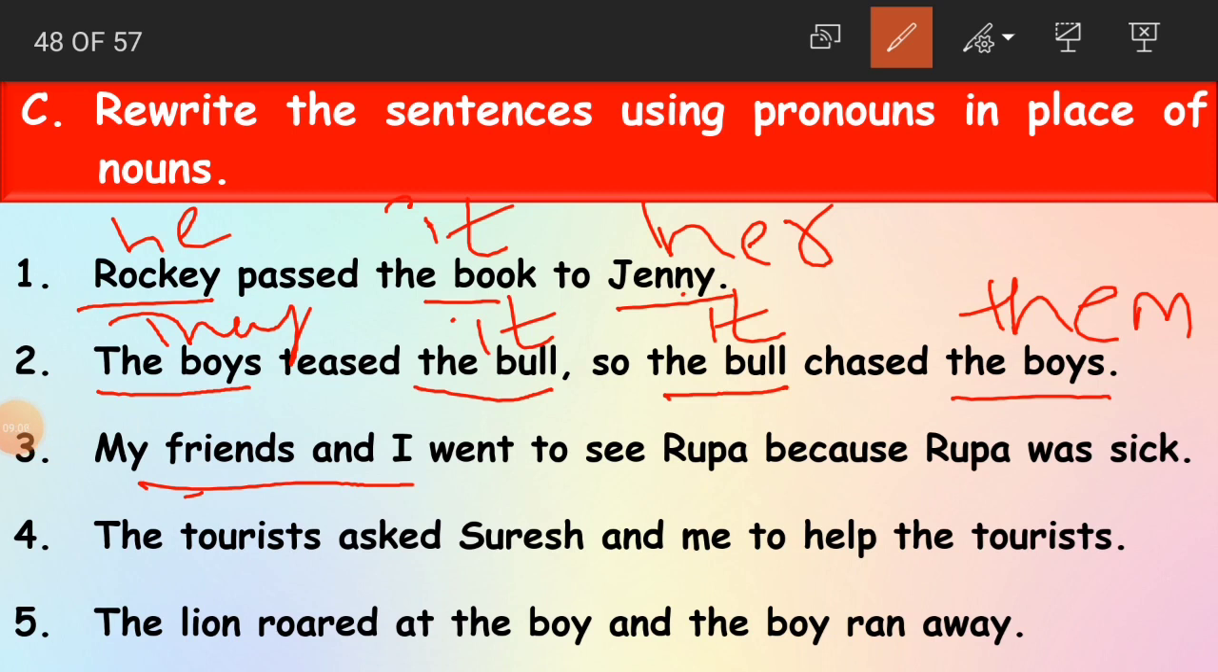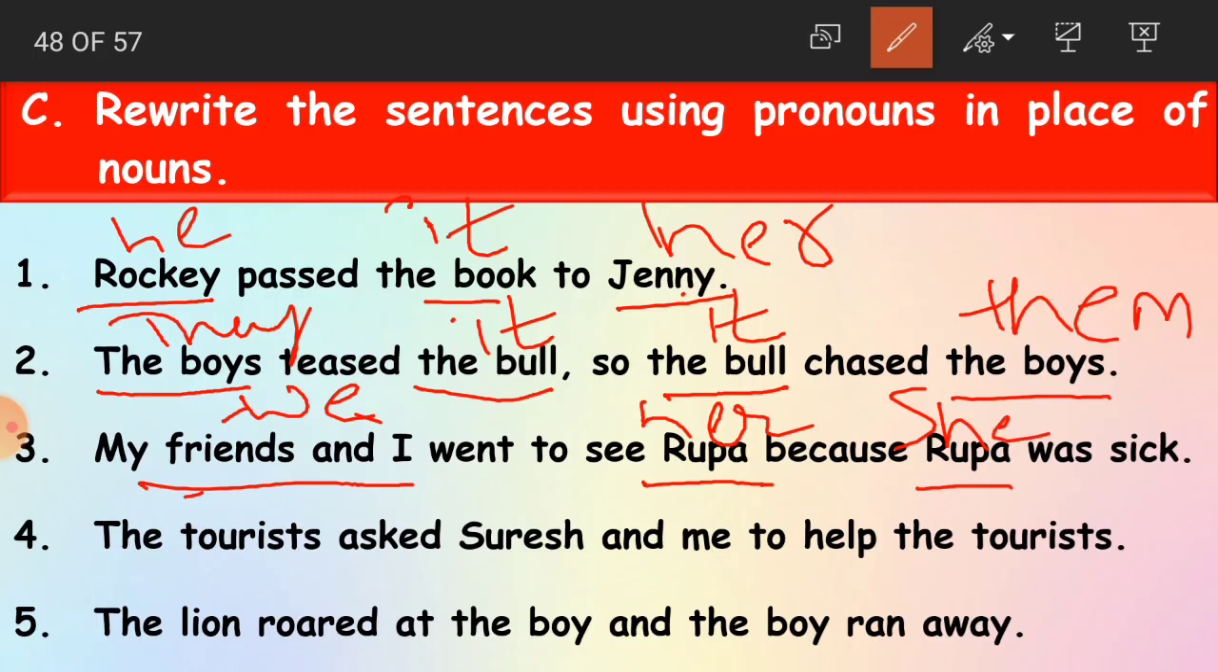My friends and we went to see Rupa because Rupa was sick. So what I am underlining are the nouns, children. That has to be changed as pronouns. You got it now? So as I am doing, please copy it in your notebooks. After listening to this class, just do this homework. My friends and we becomes I becomes we. Both together we become we. We went to see her because she was sick.